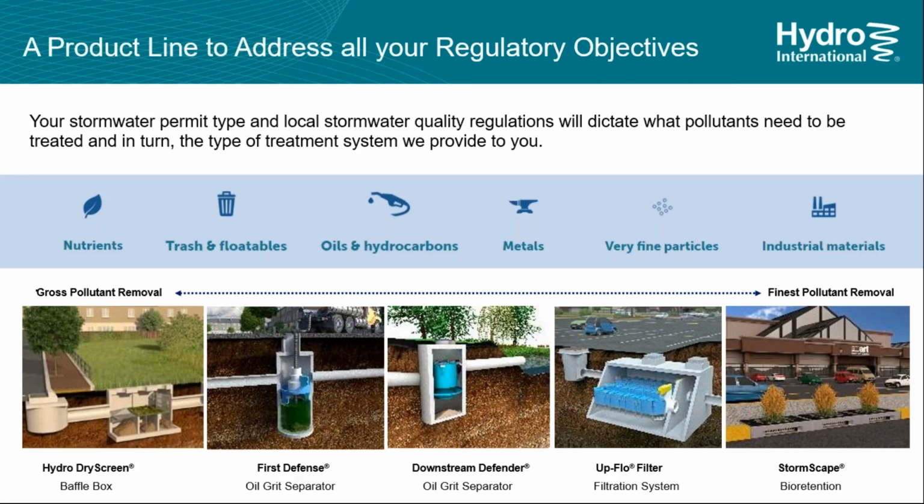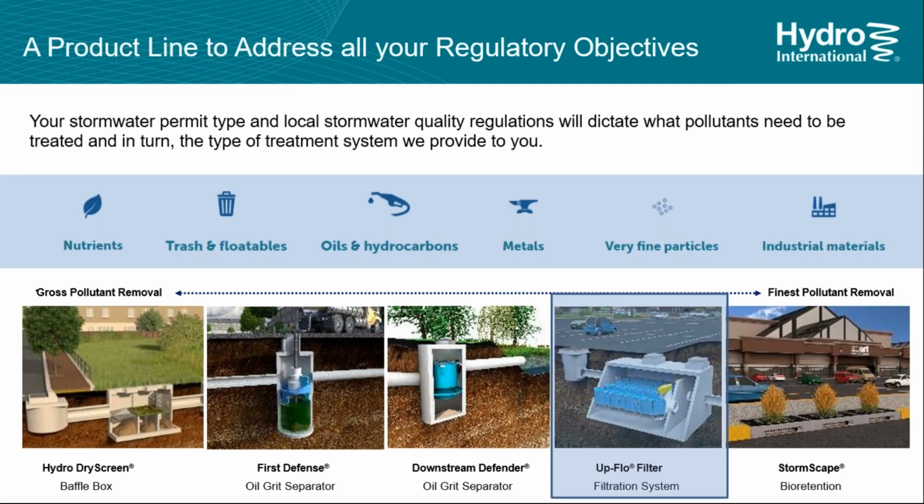Then we have our first defense and our downstream defender. Both are hydrodynamic separators. The difference between the two is that the first defense has an internal bypass, or the downstream defender is a full flow treatment device. The typical application for these separators are 50 micron and above, but also hydrocarbons, oils, and floatables.